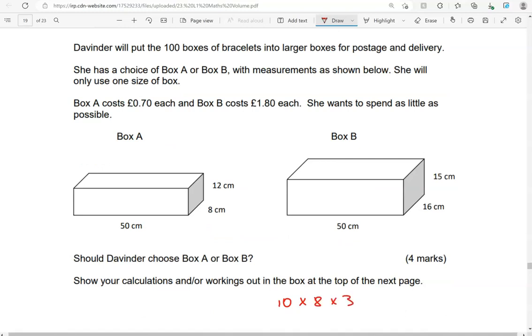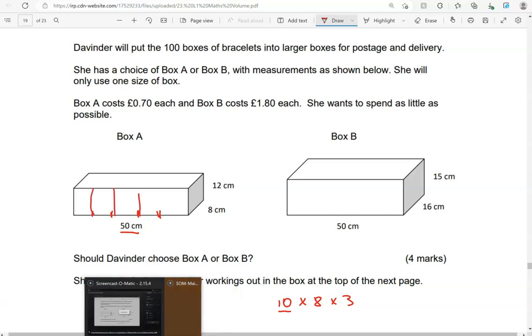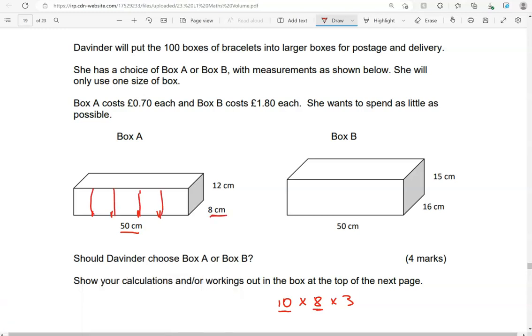So we'll work out how many of these small boxes fit into box A. The length is 50 centimeters, and the length of the small box is 10, so we can fit 5 into that. I'm going to show roughly what that looks like. The width is 8 centimeters for both, so only one can fit along the width, and the height is 12 centimeters. I've got 3, so 4 of them can fit along the height, so it will have 4 rows like so.